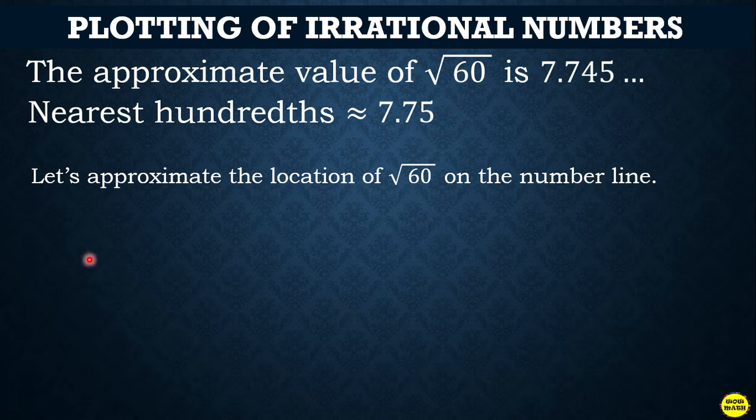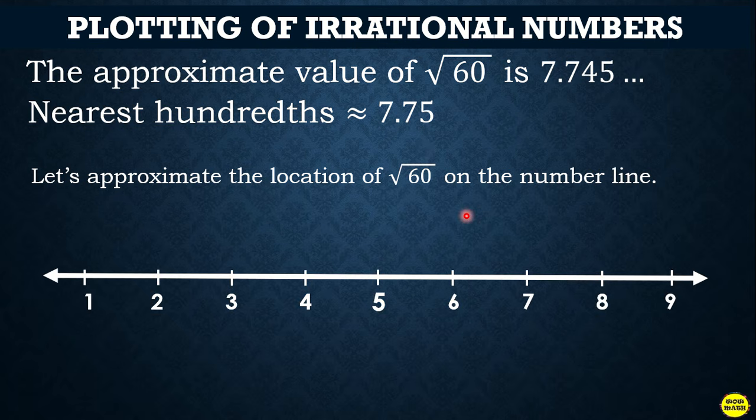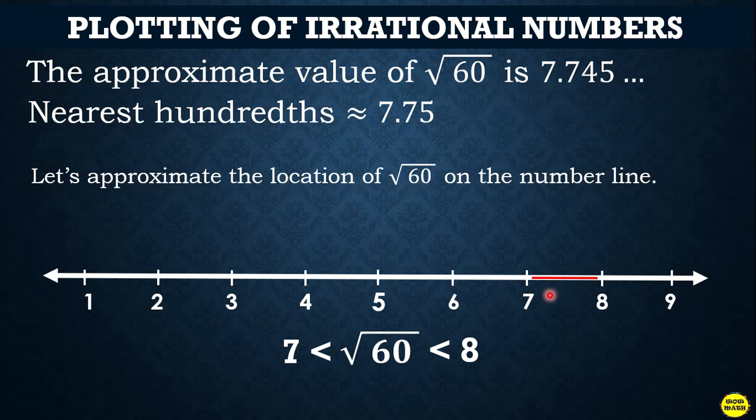Okay. So, let us approximate the location of square root of 60 on the number line. And that is, kunin natin yung 2 consecutive integers niya, kung saan siya gitna, para malaman natin kung saan natin siya ipa-plot. So, square root of 60 is between square root of 49 and square root of 64. So, 7 and 8 yon. Okay, so the square root of 49 is 7. And the square root of 64 is 8. So, nasa gitna siya, or square root of 60 is between 7 and 8. So, therefore, dito ang graph niya.